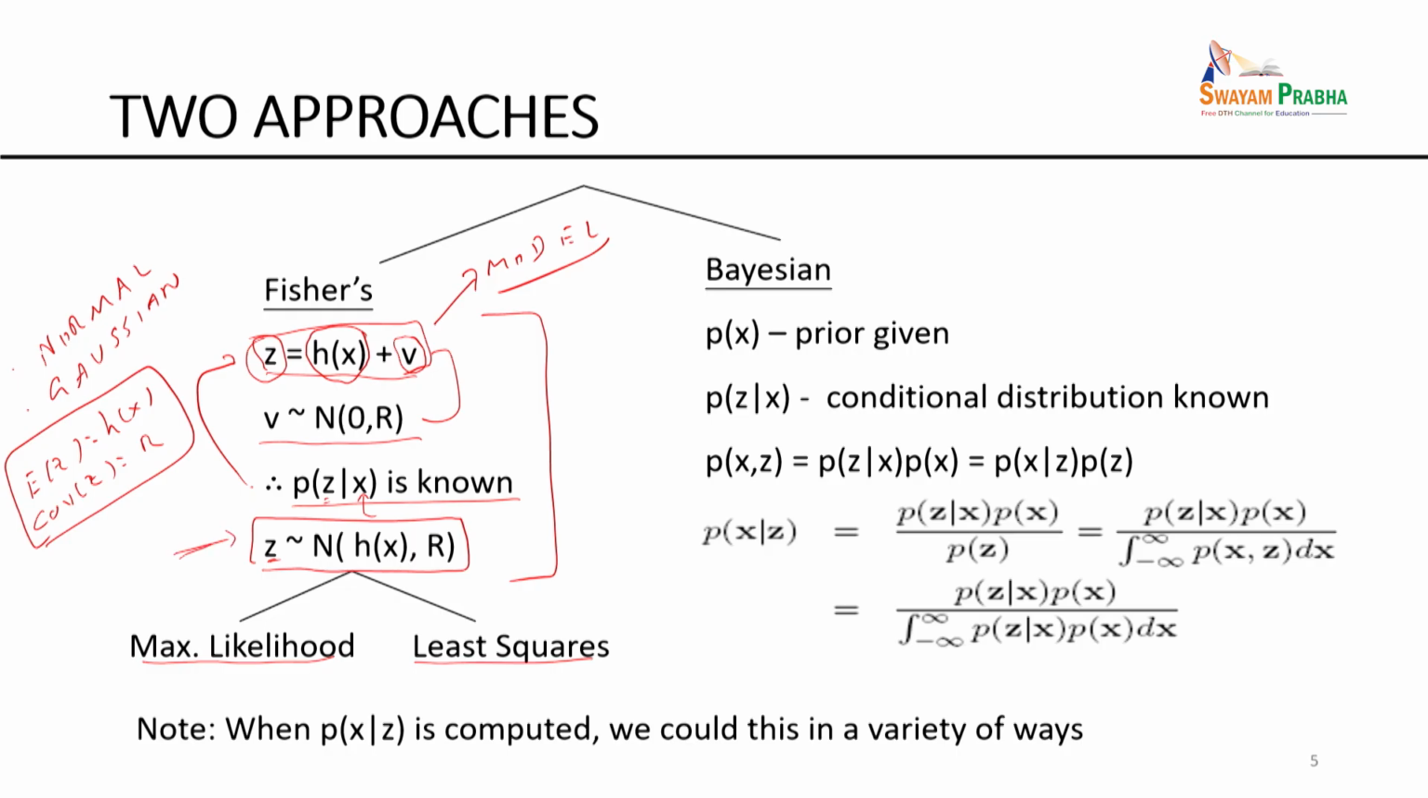So z has a distribution whose mean is h of x, where x is unknown, and a covariance matrix that is known. Given z, I would like to be able to estimate x. That's the estimation problem here. There are two ways. One is called maximal likelihood, and another is called least squares.